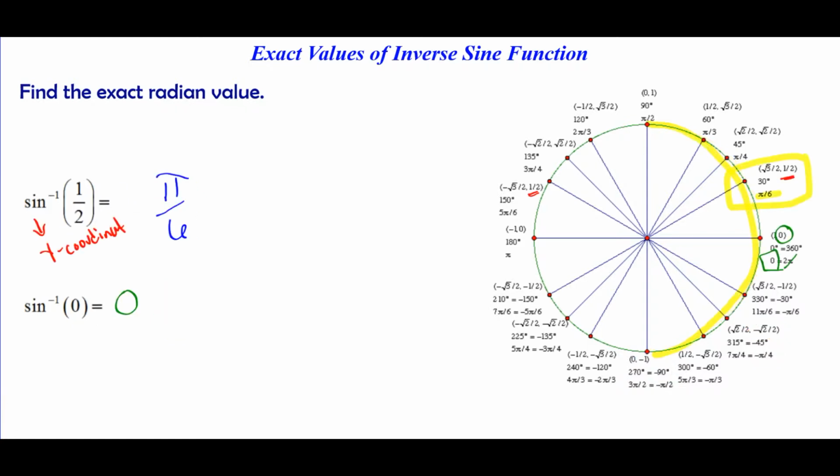answers were negative. So here my argument was positive and my answer was positive. Here my argument was 0 and my answer was 0. So with sine, when you're doing inverse sine calculations, your argument will have the same sign as your answer.